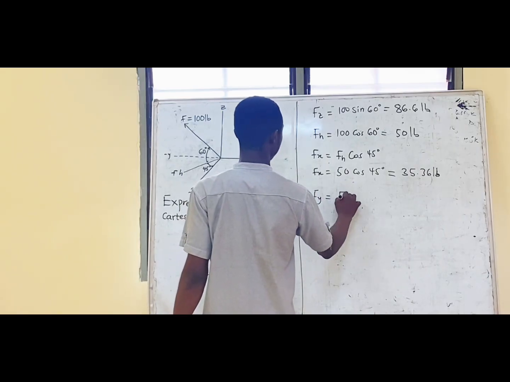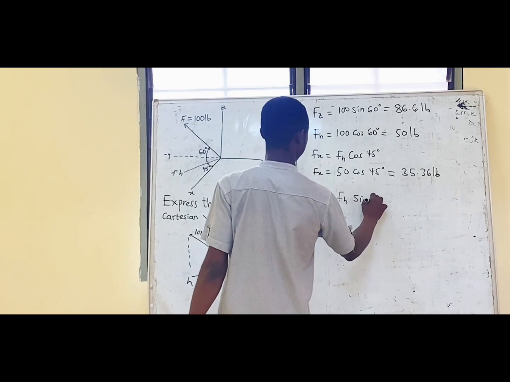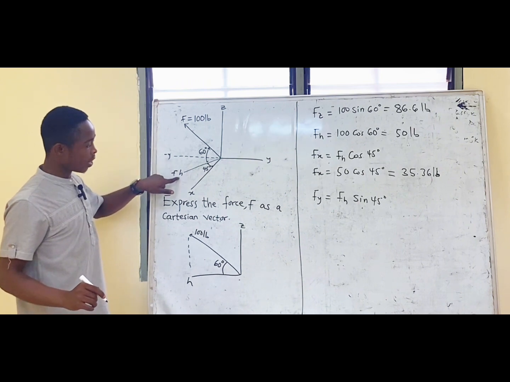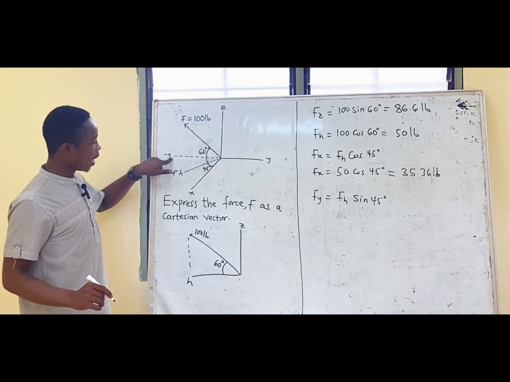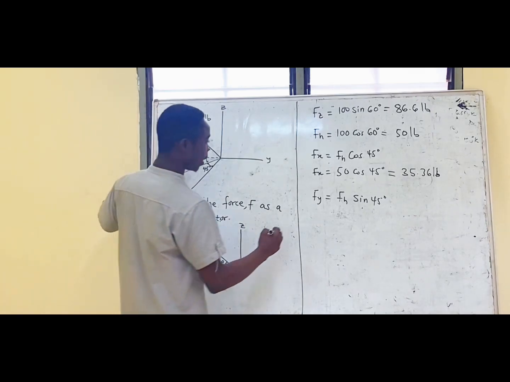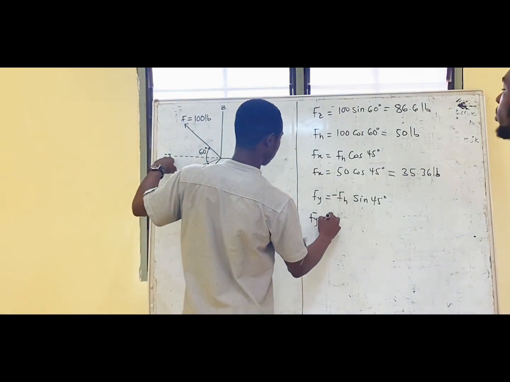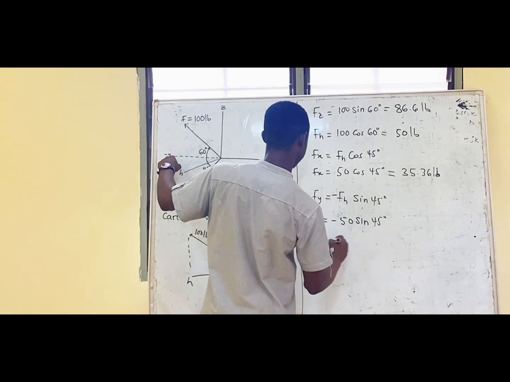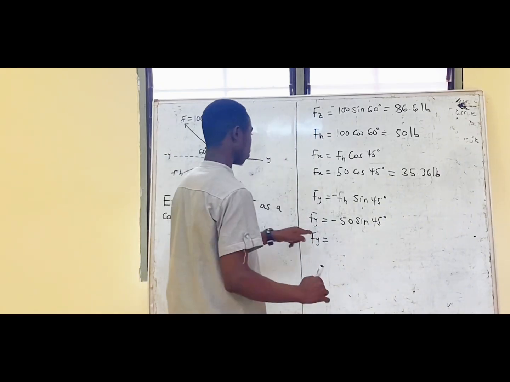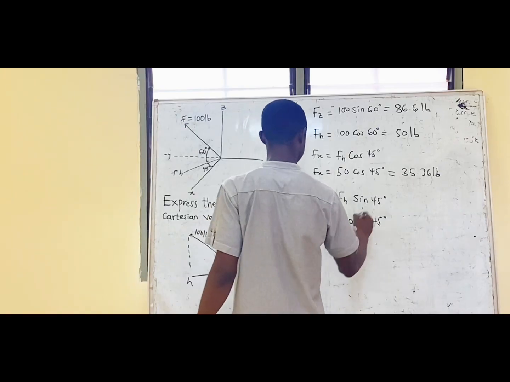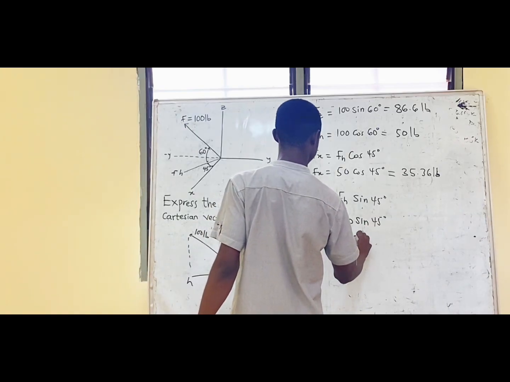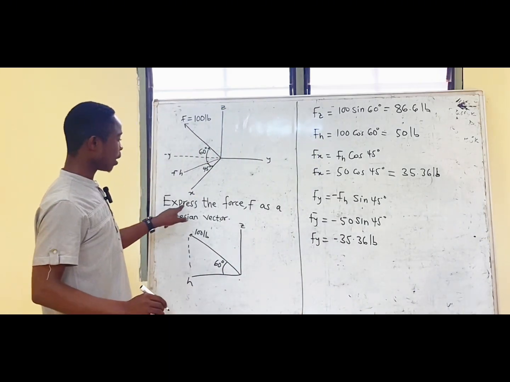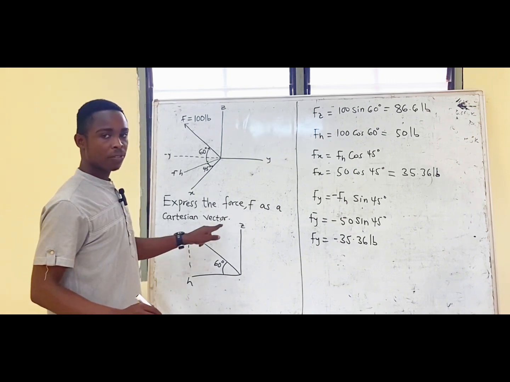Very good. Now, let's calculate our Fy. Fy will be equal to Fh sine 45 degrees. But remember that when we resolve the H, it will lie on the negative Y axis, so it will take negative. So Fy will be equal to negative 50 sine 45 degrees. So if you find negative 50 sine 45, it will give us negative 35.36 pounds.